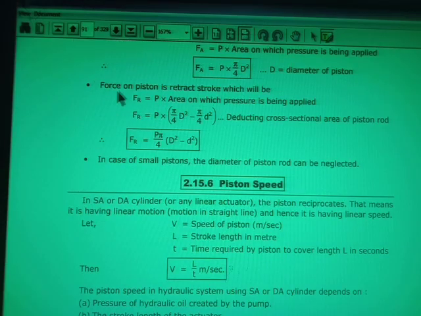So you can see, for force on piston for retardation, the formula will be the same, pressure into area, but the area will change. Now what will be the area? Pi by 4 capital D square, that is the area of the piston, minus pi by 4 D square, that is the area of the rod end. And the retardation force will be P into pi divided by 4 into capital D square minus D square. Simply remember this: retardation force is equal to pressure into area of piston minus area of the rod. So that is the force.